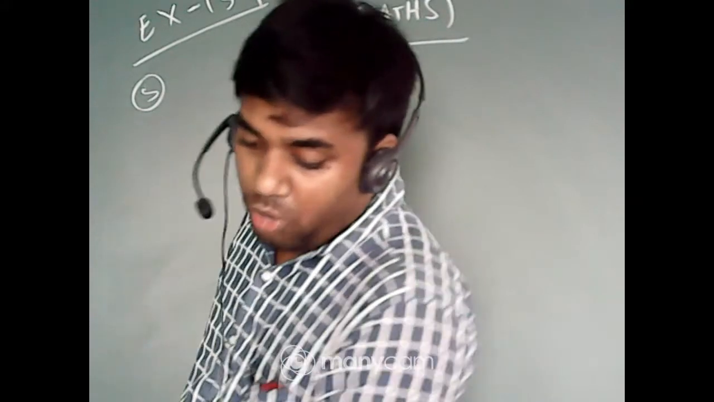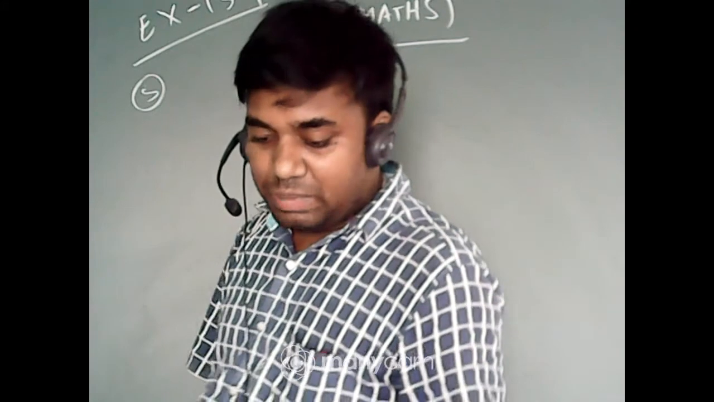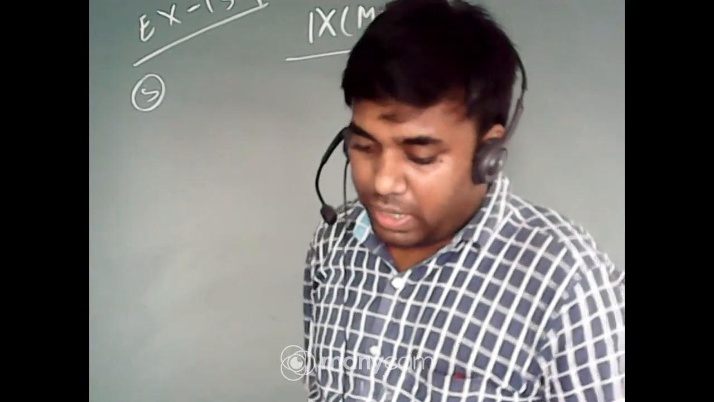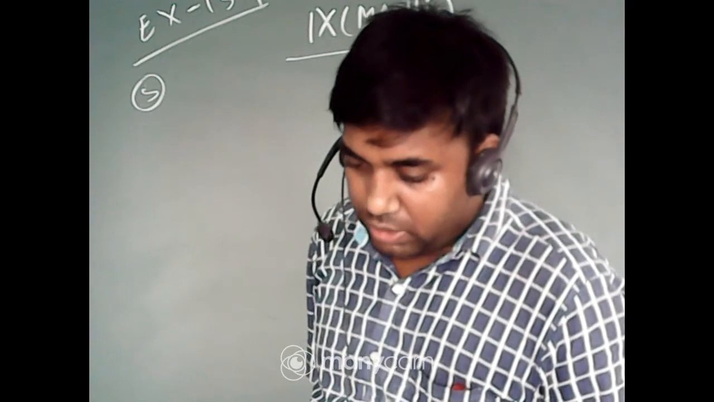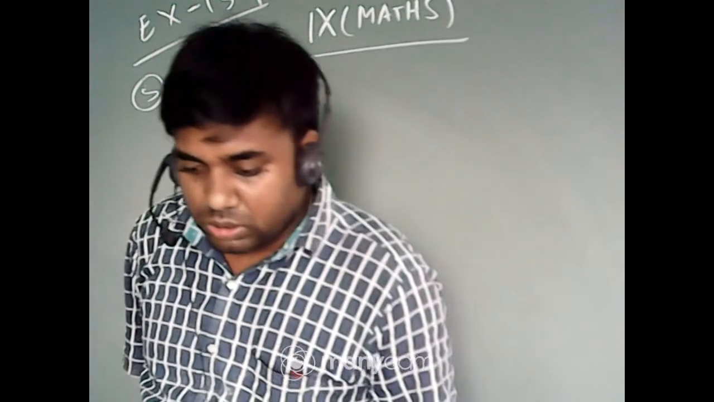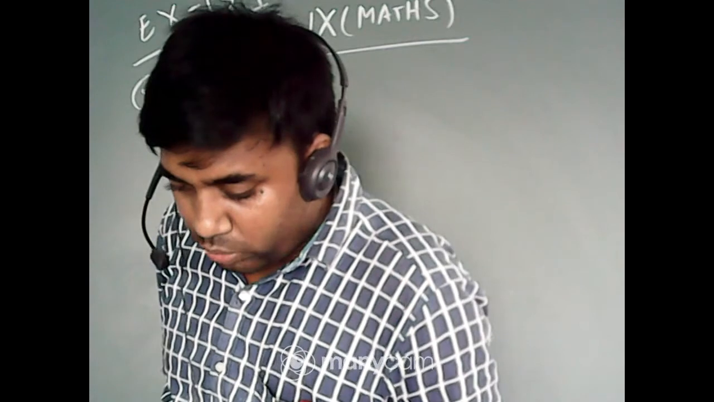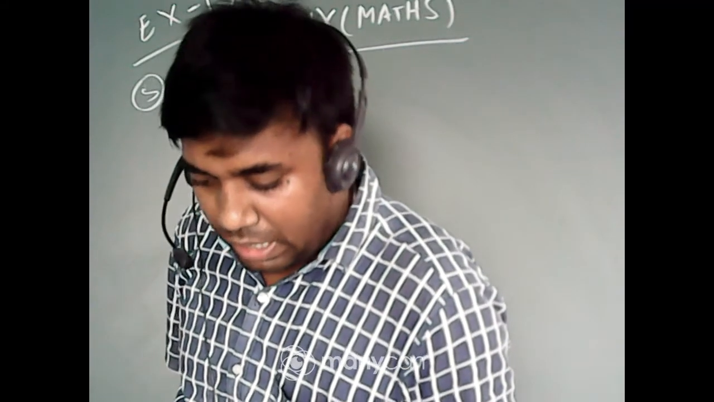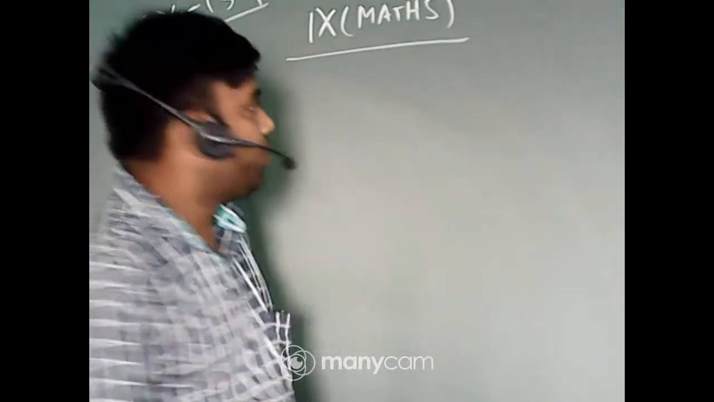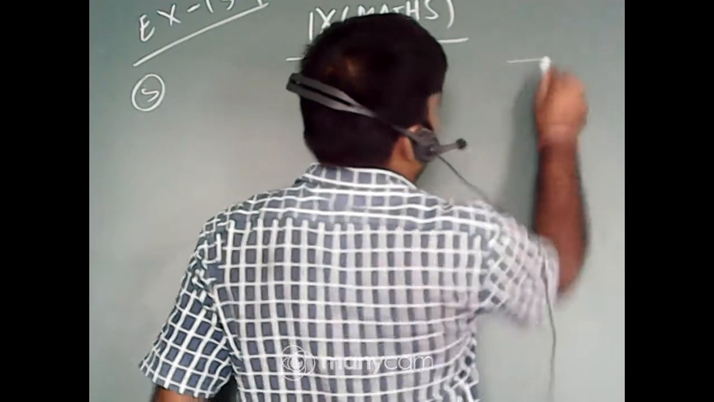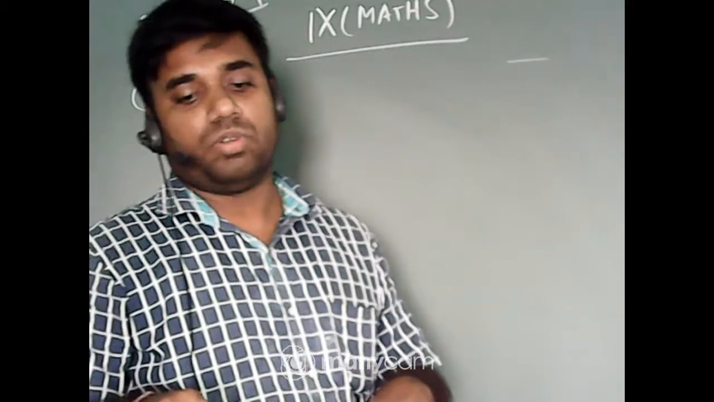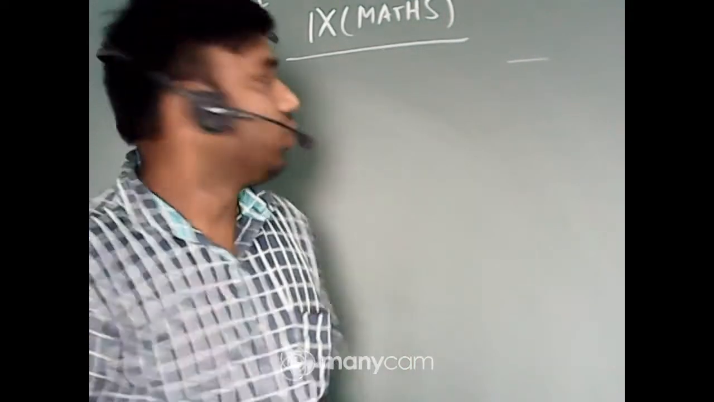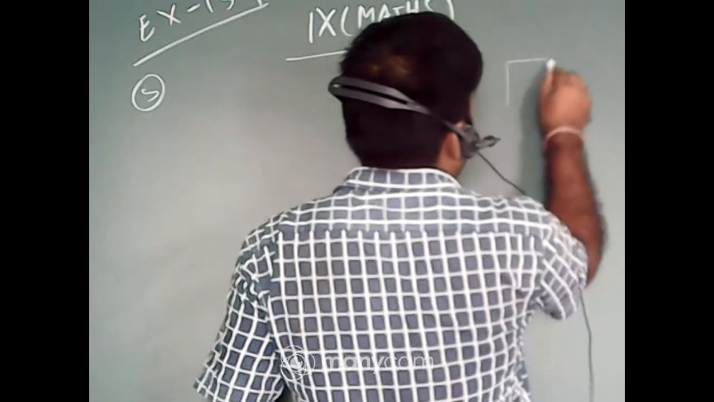A cubical box has an edge of 10 centimeter, and another cuboidal box has length 12.5 centimeter, 10 centimeter wide and 8 centimeter high. So two boxes are there. First box, cubical box. Cubical box means the lengths of all the edges are the same, and all the surfaces are square. So that is a cubical box.